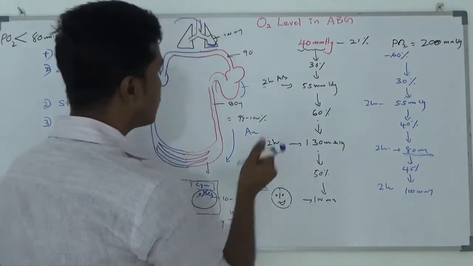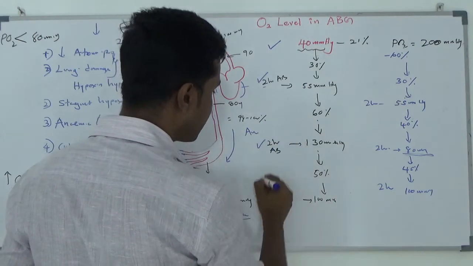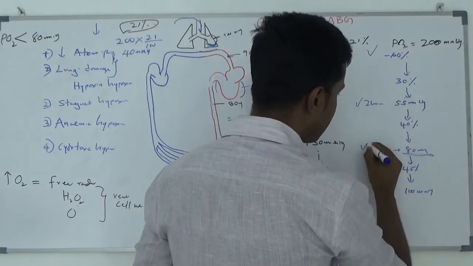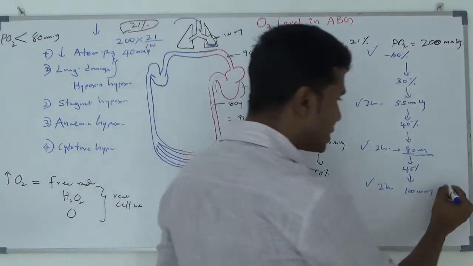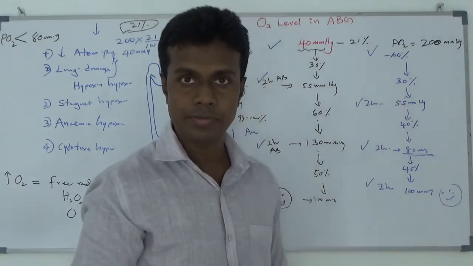For that, here I have to do 1 ABG here, 1 ABG here, 1 ABG here, and so on. I am so much happy because I achieved correct oxygen concentration of the patient.